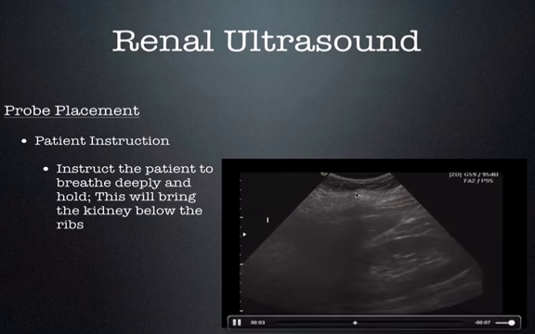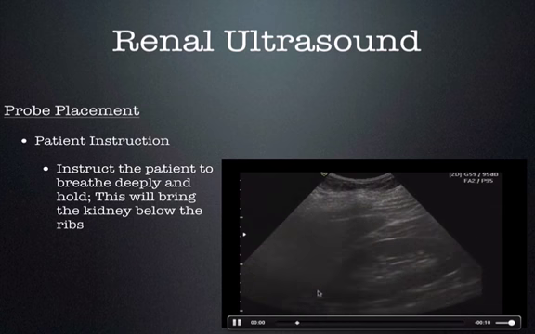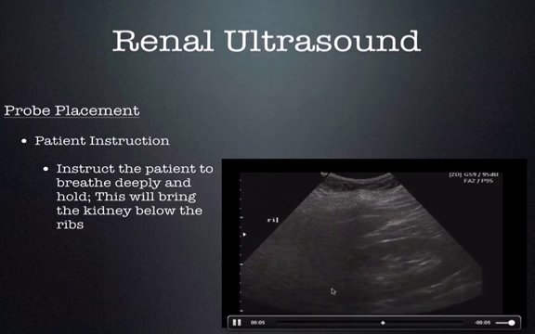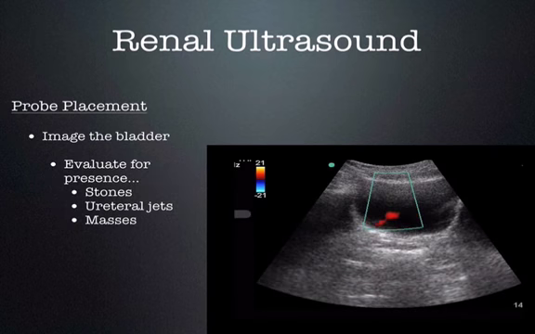Again, you can see a rib shadow coming down right here, which obscures the superior portion of the kidney, and when the patient takes a deep breath, it brings the superior portion just below the rib. Lastly, you want to image the bladder.